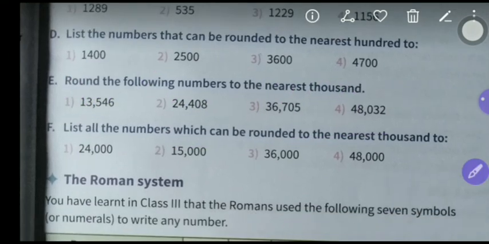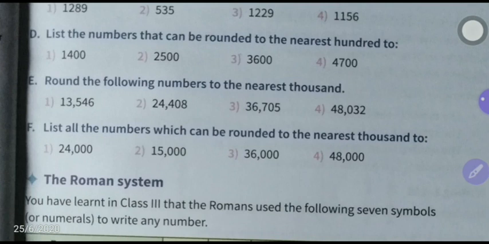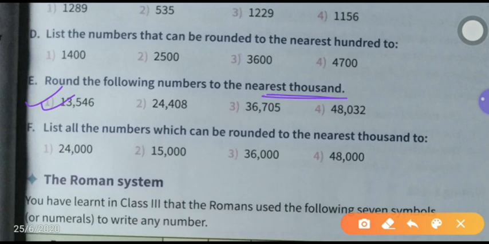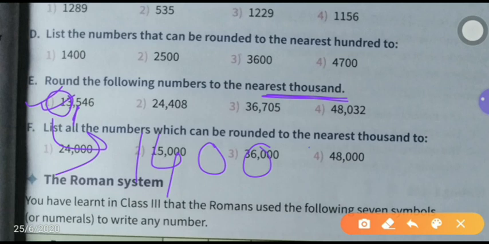Next, E number you see. Round off to the nearest 1000. Whenever you round off to the nearest 1000, which place do we have to see? The hundreds place. Before the thousands place, the hundreds place is there. So here, in the hundreds place, 5 is there. That's why we will move to the next 1000. That means after 13,000, 14,000 will come. So like this you have to do.